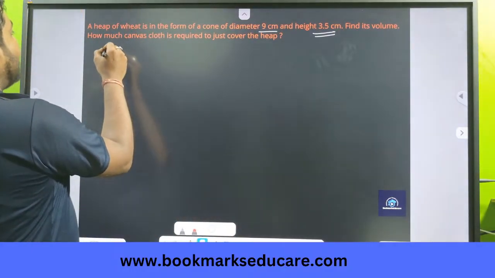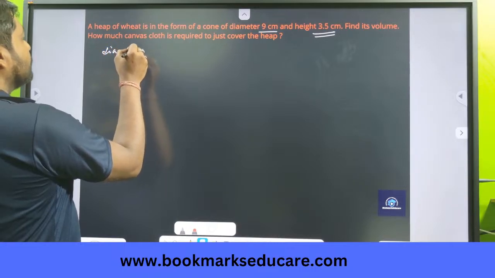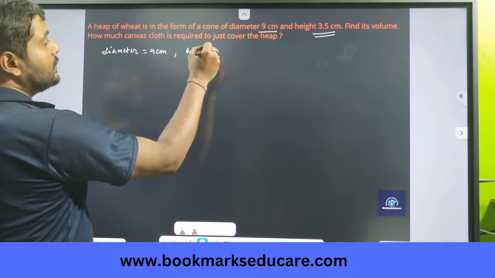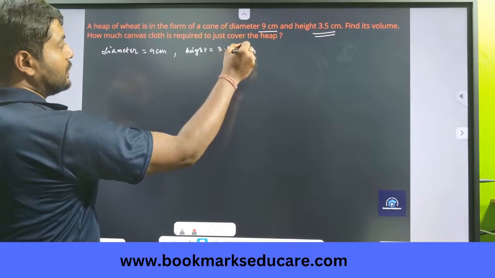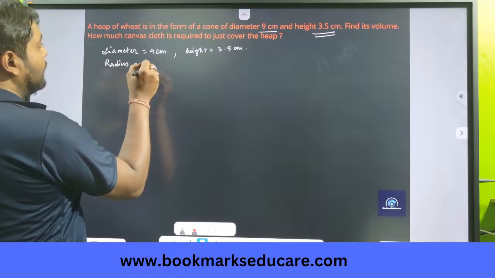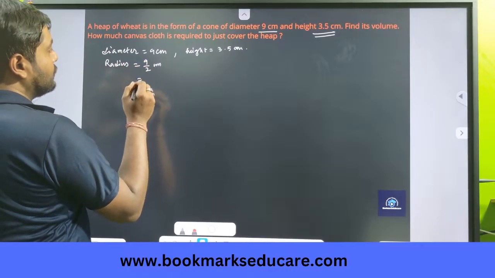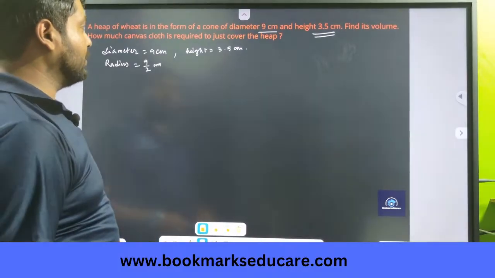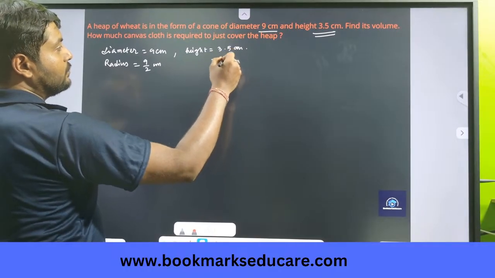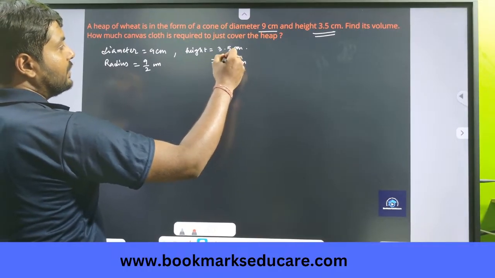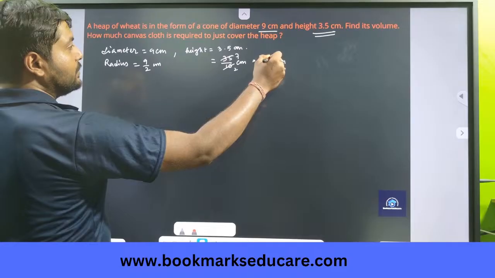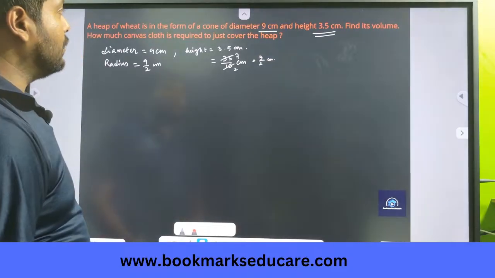So here diameter is 9 centimeter and height equals to 3.5 centimeter. So diameter, radius will be 9 by 2 centimeter, and let it be like that, 9 by 2 centimeter, and height is 3.5 centimeter. Let's convert this into fraction also for our convenience. That will be 7 by 2, that is 7 by 2 centimeter. This is the height of the cone.